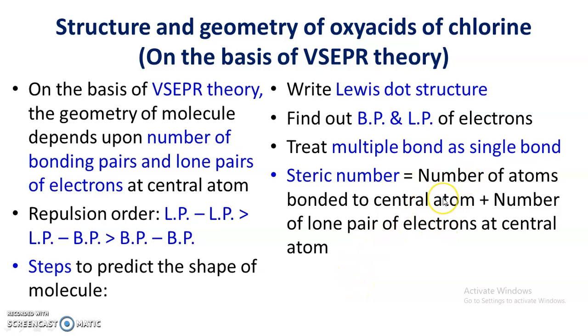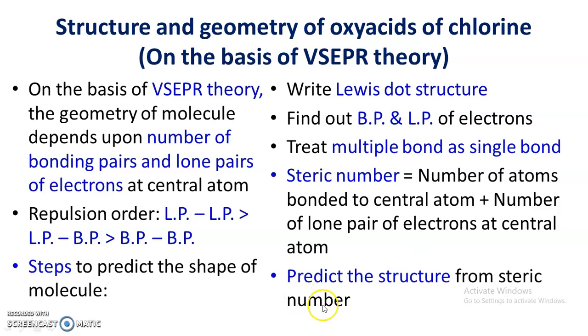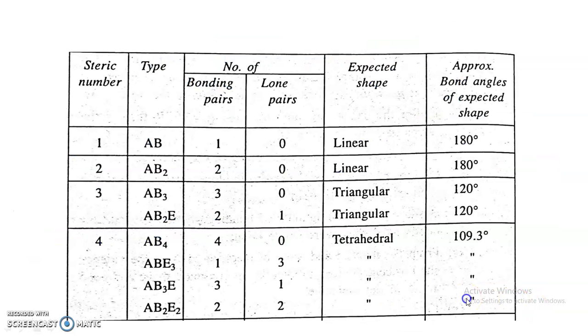This is equal to the bonding pairs, the number of atoms bonded to the central atom, plus the number of lone pairs of electrons available at the central atom. So the steric number is the sum of lone pairs of electrons and bonding pairs of electrons. Then predict the structure from the steric number. So we'll have some examples of different types of molecules.